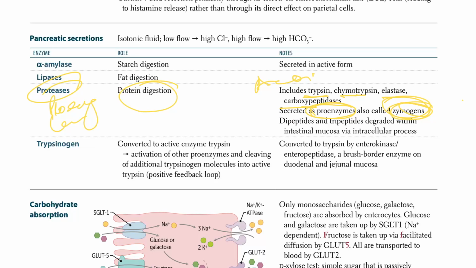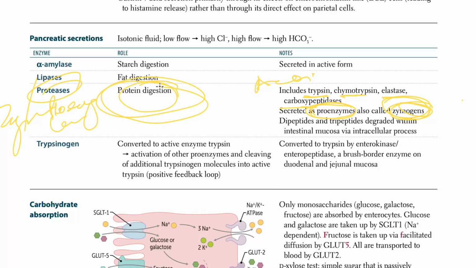Give me 1 second. What do we have there? Okay, awesome. Then what do you have here? So these proenzymes, also called proteases, also called zymogens, as we mentioned, zymogens, proenzymes, same thing. They're needed for the protein digestion.